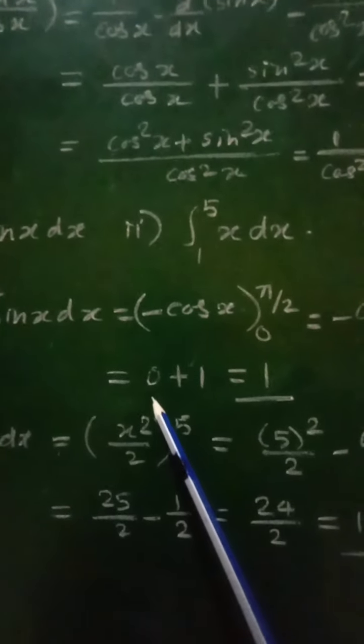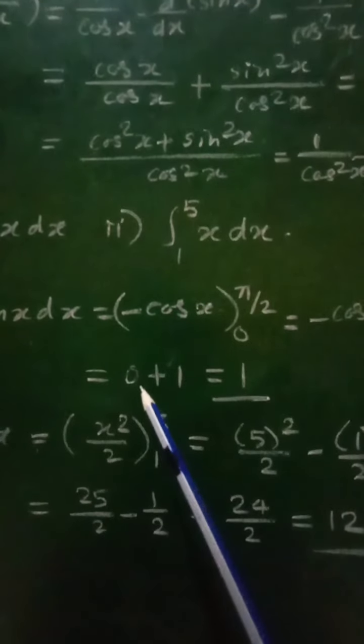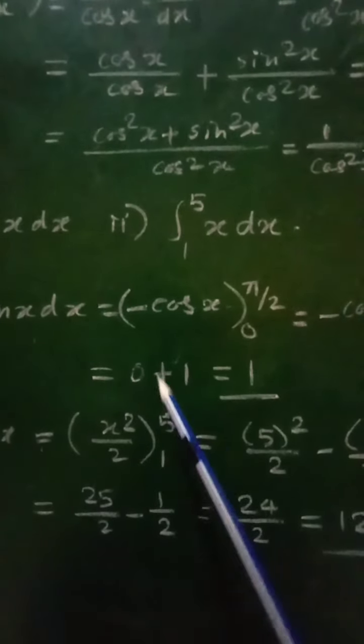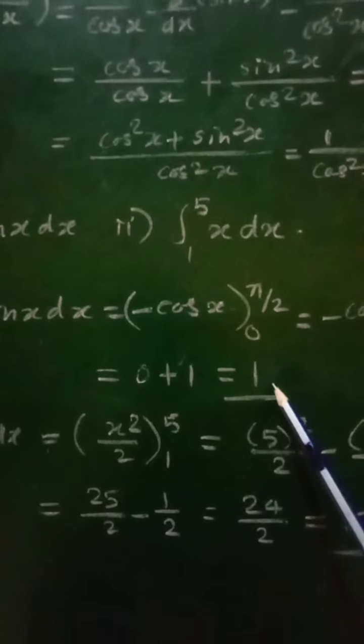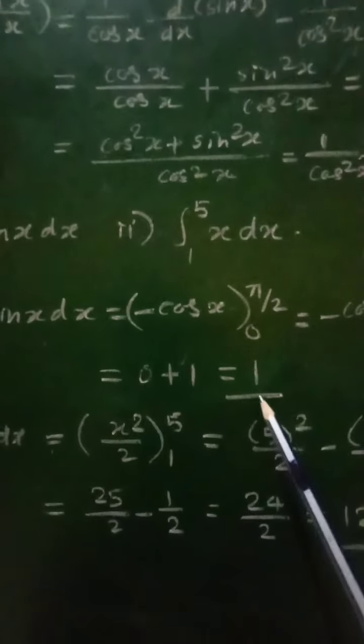Putting the values, minus cos pi by 2 is 0, and therefore 0 plus 1 will be equal to 1 here. So this will be the required answer.